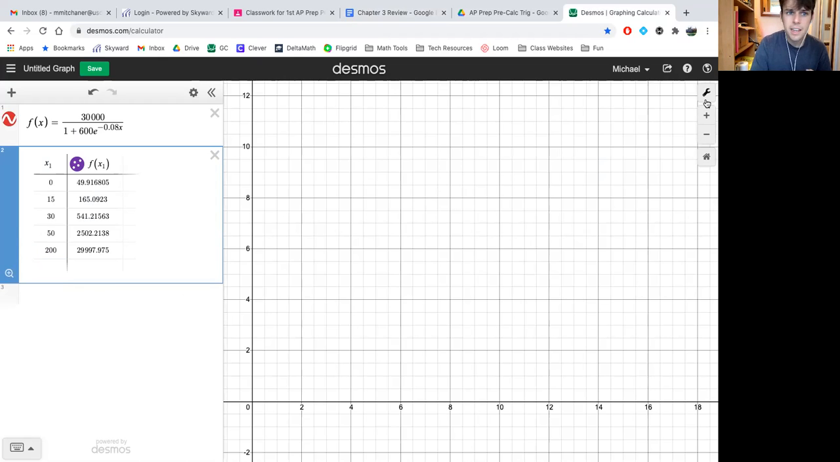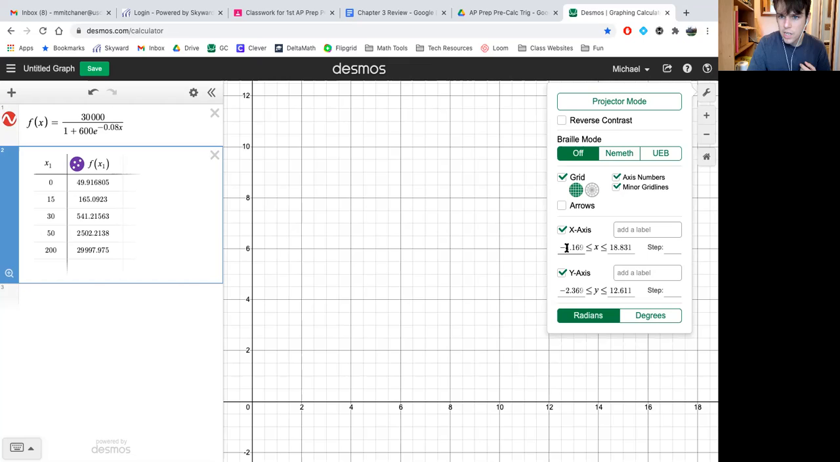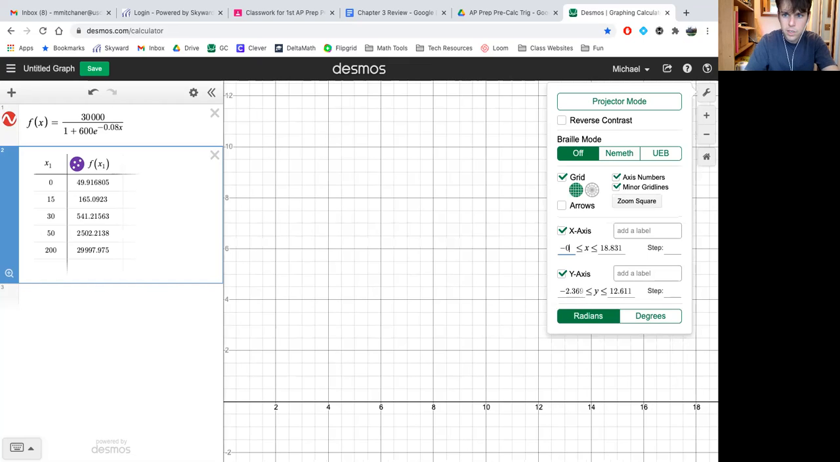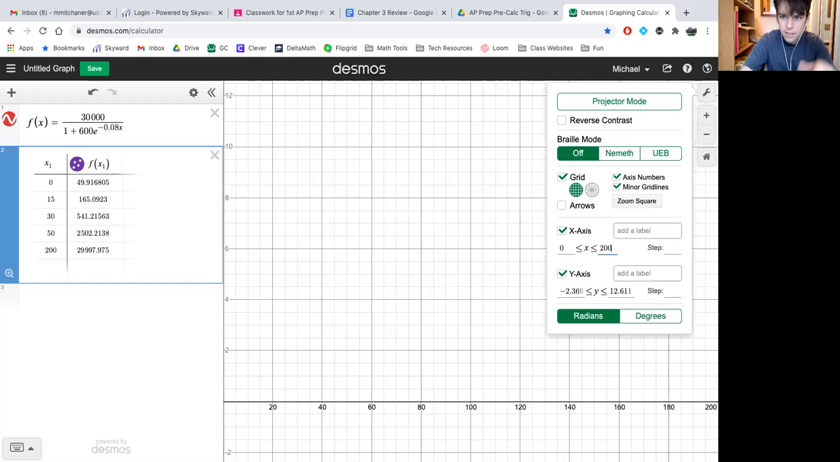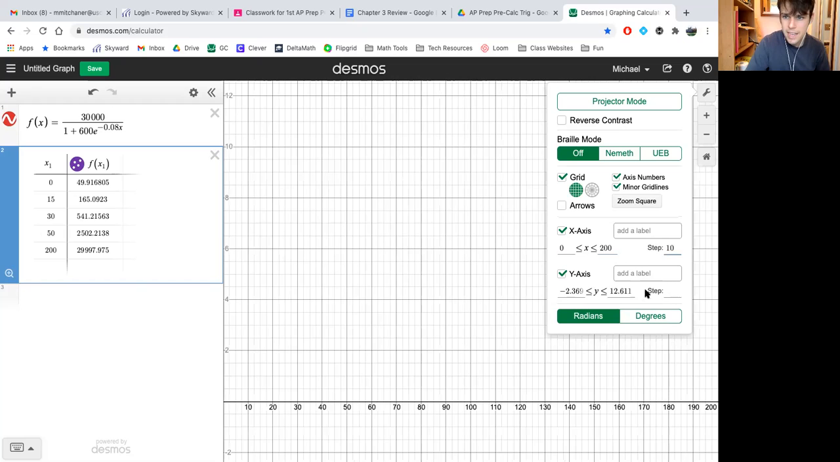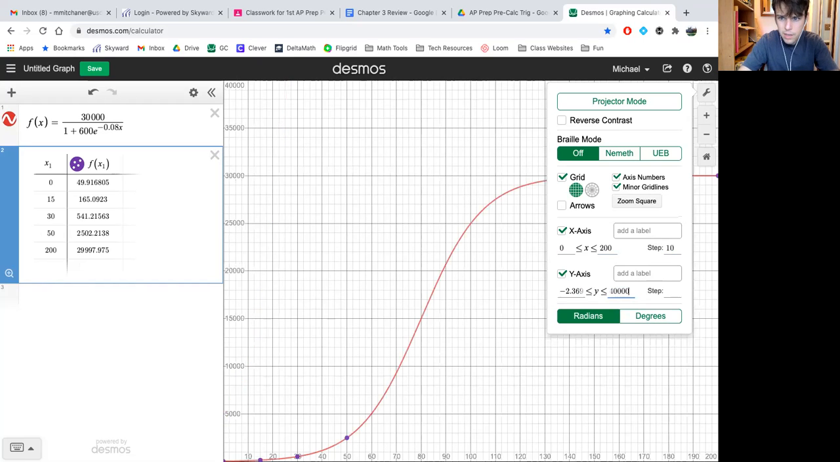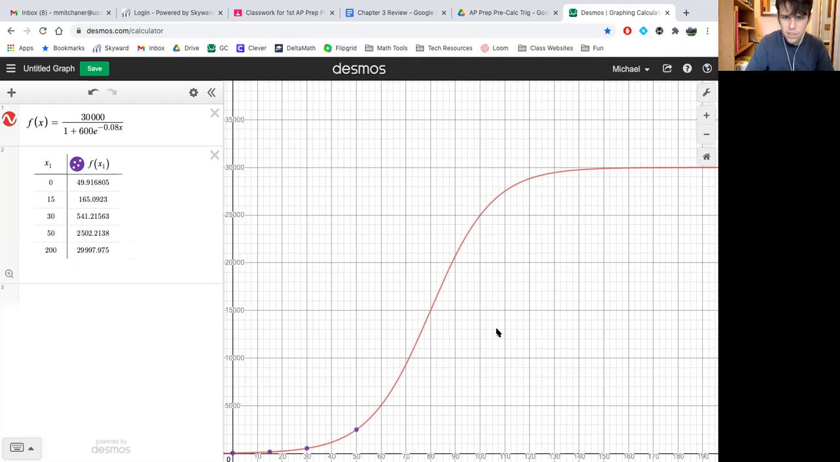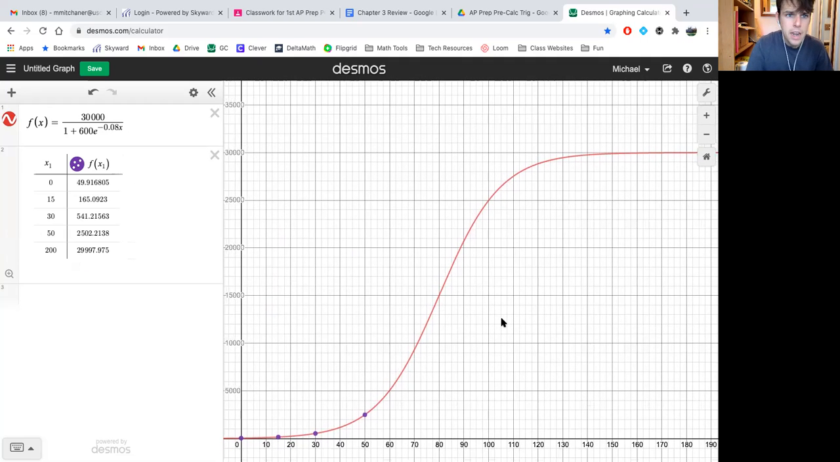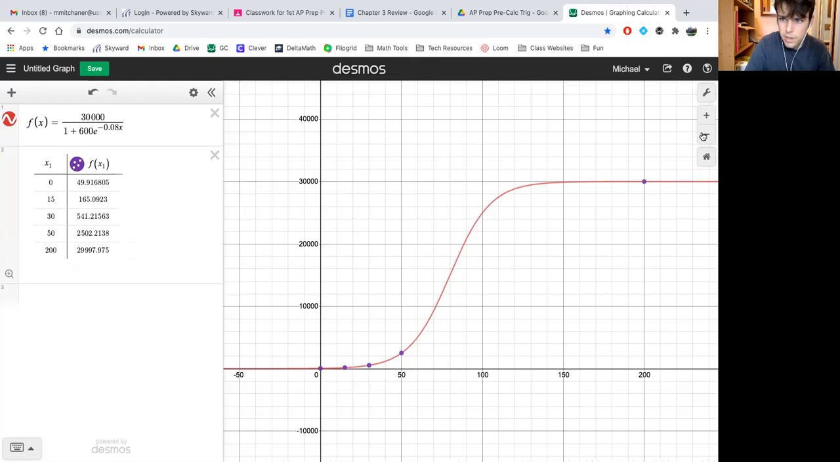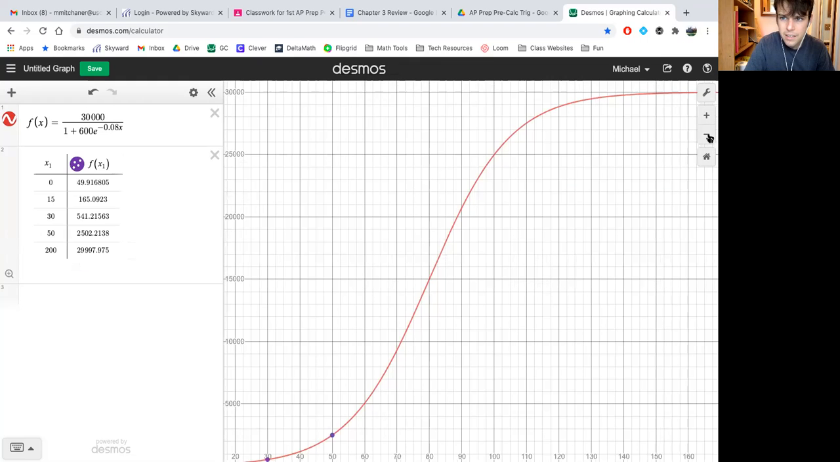So what I'm going to do instead is change my x-axis from 0, not negative 0, to, we'll just go with 200 days, since that seemed like a not too unreasonable number. We can count those by 10. Our y-axis looks like it's near 30,000, so I'll give it some space and go up to 40,000. Okay, that should give us a good view of our graph. Now we can, oops, I zoomed out again there. Let me zoom back in.